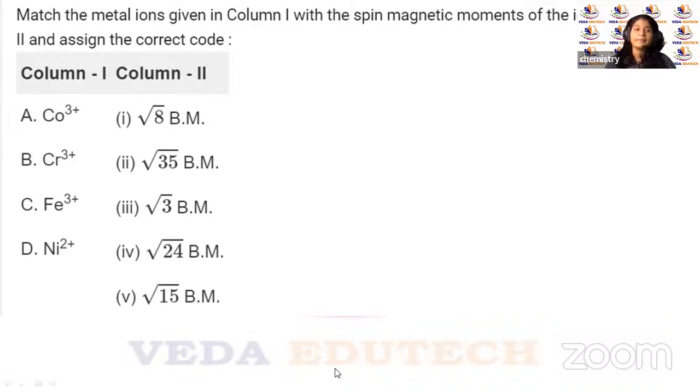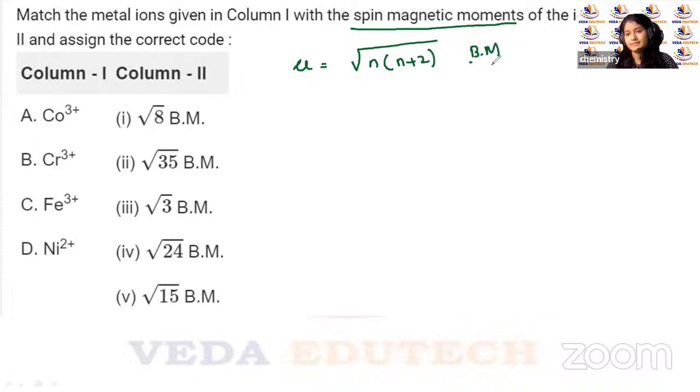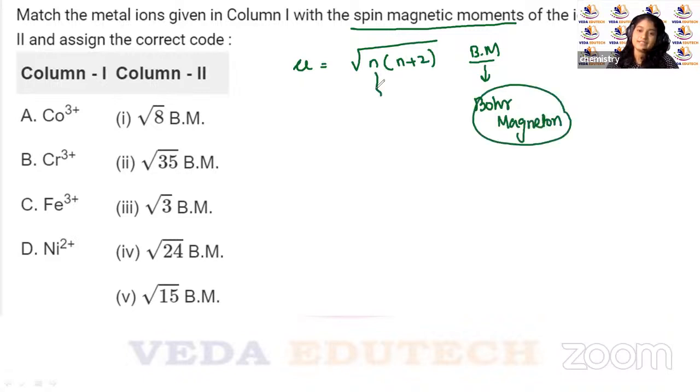Okay, children. I haven't given any options here, so that you try it by yourself properly. It's given spin magnetic moment, right? The spin magnetic moment has the symbol mu, with the formula root over n into n plus 2 Bohr magneton, where n, children, is the number of unpaired electrons.